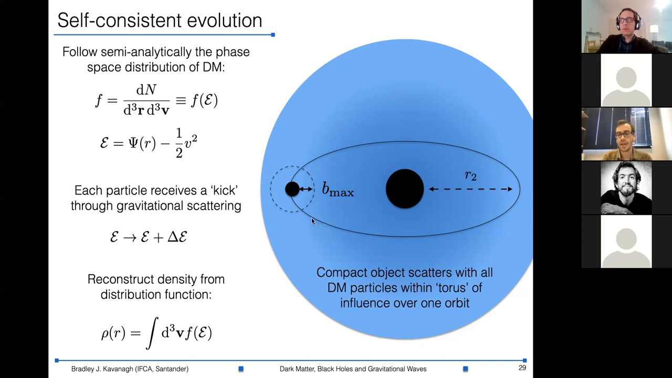And what happens is that as particles pass near this smaller object, they receive a kick, and so they go to a different energy. That kick is purely the energy they get from passing nearby and being slingshotted away. If we know the distribution function for these particles, then we know the density. We can reconstruct it by integrating over all the possible velocities that the particles can have.